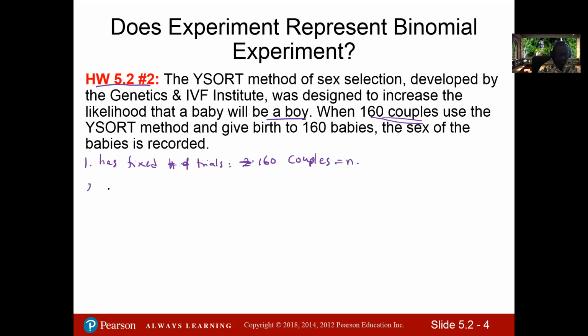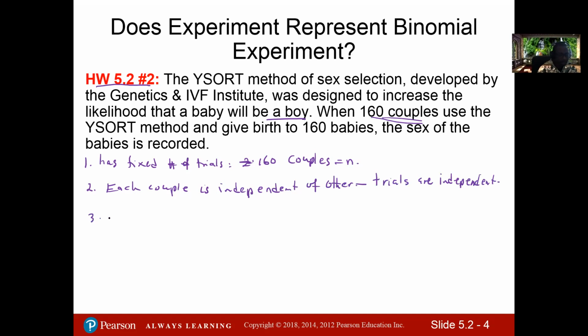And then 2, it says that the trials are independent. Okay, each couple is independent of the other. Each couple is independent of the other. So because of that, the trials are independent. The trials are independent. Okay.